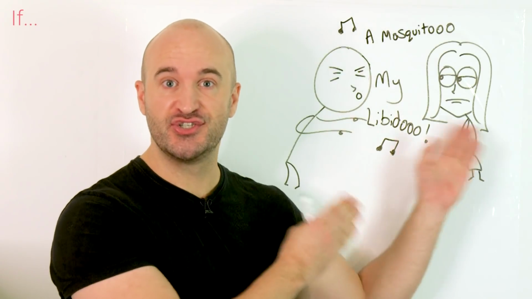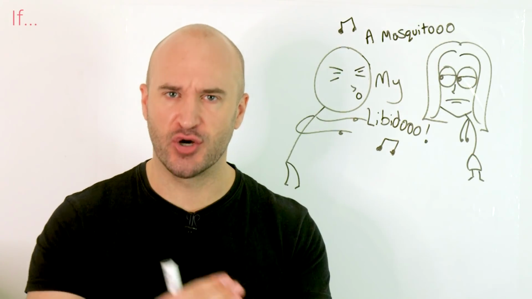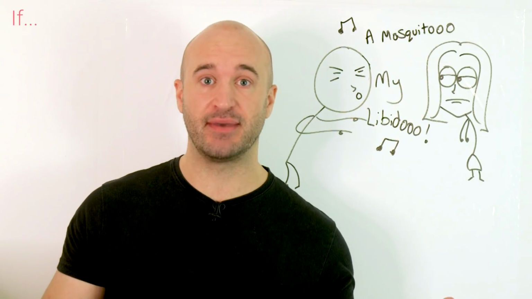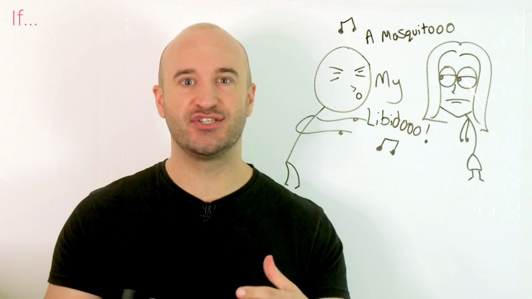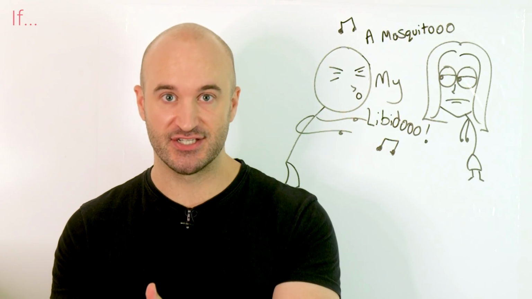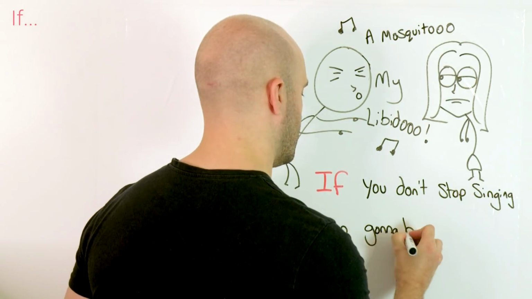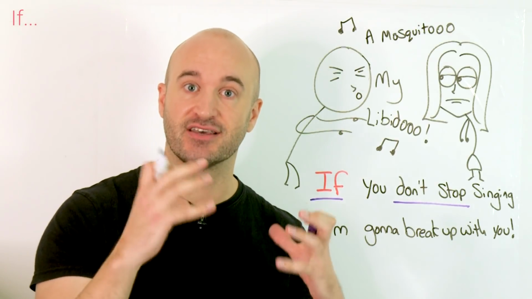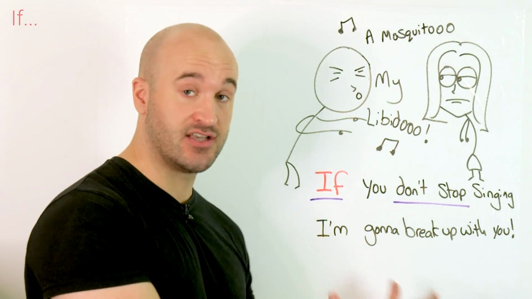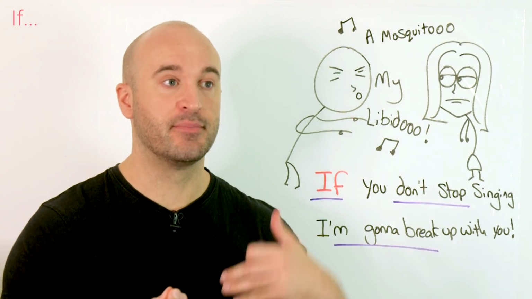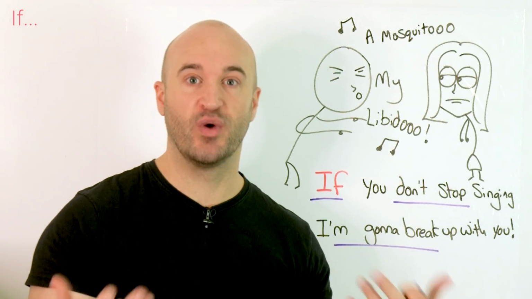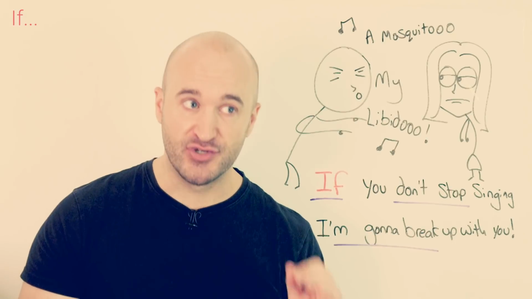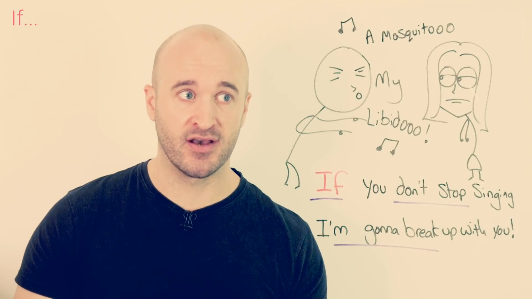For example, she wants her boyfriend to stop singing. She can give him a simple if sentence as an ultimatum. For ultimatums, just use first or zero conditionals. If with a present tense, that is the condition. The result is a future. I'm going to, I'm gonna, I will break up with you. That is a good ultimatum. If you don't stop singing, I'm gonna break up with you.